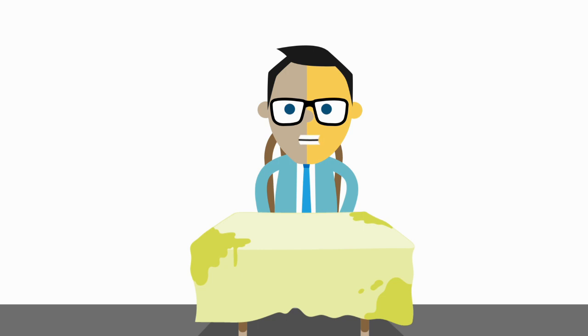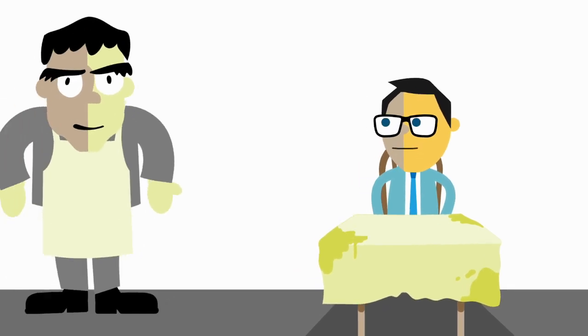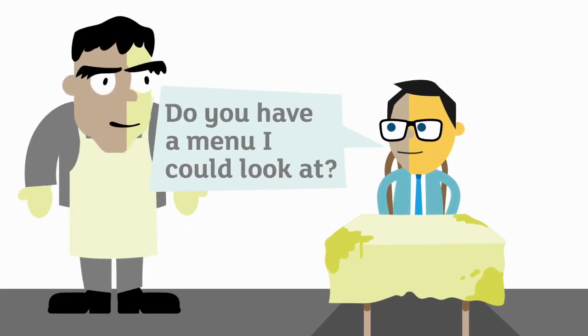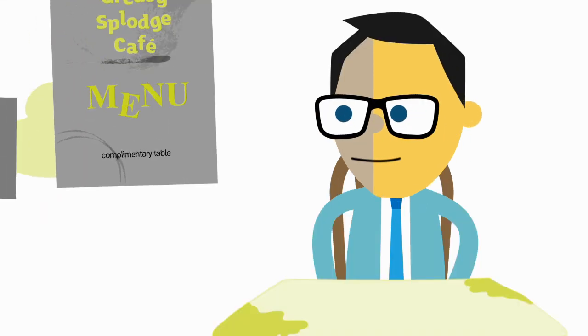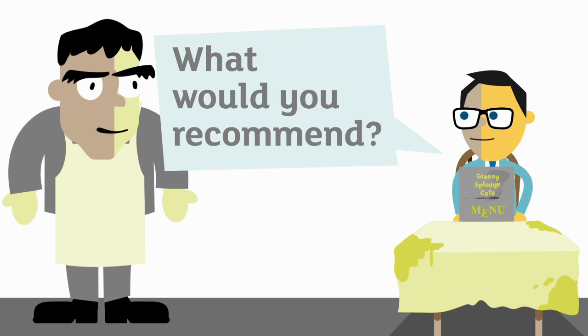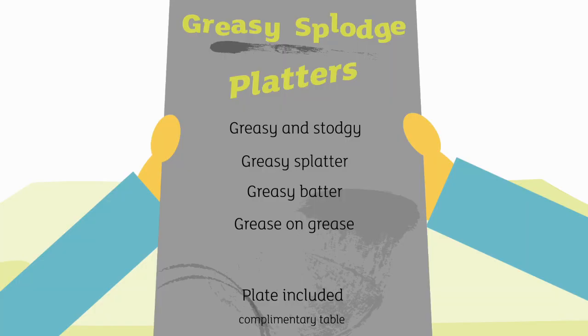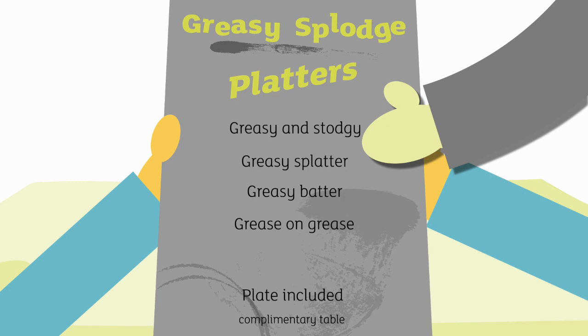A question is a sentence that seeks information. It has an interrogative structure. Often we ask a question to genuinely find out information. Do you have a menu I could look at? What would you recommend? Tag questions are short questions that can be added or tagged onto the end of a statement. These are often used to check the other person understands or agrees. You'd recommend the greasy and stodgy platter, would you?